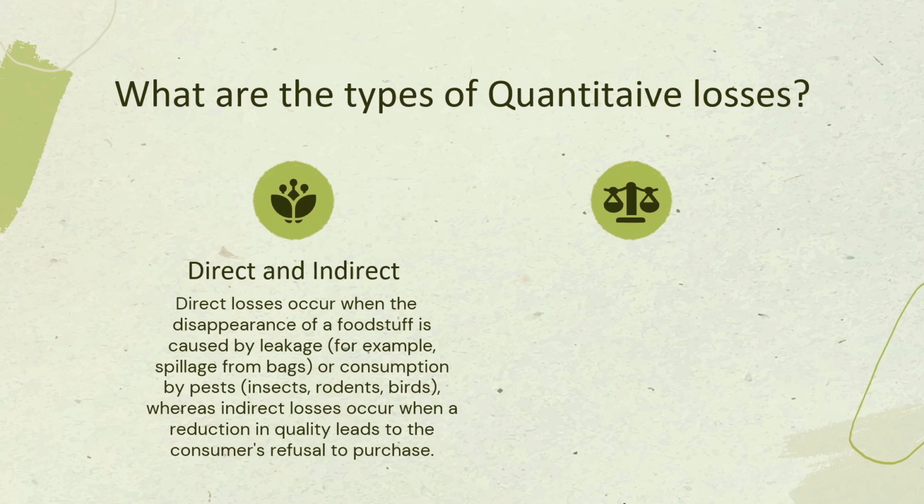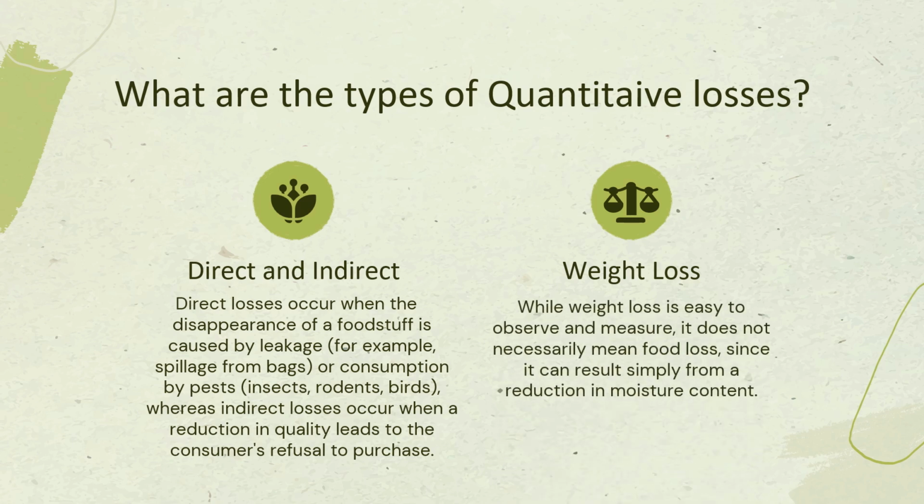Weight loss. While weight loss is easy to observe and measure, it does not necessarily mean food loss, since it can result simply from a reduction in moisture content. Moisture loss during drying is therefore not a food loss. On the other hand, an abnormal increase in weight through moisture absorption following rainfall on stocks left in the open can cause serious damage resulting in loss.